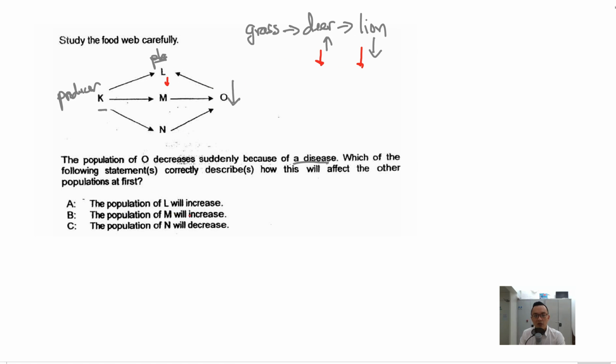The population of M will increase. Let's take a look, because O eats M. If lion decreases, then the amount of deer will increase. So this will increase, and this is correct. This is wrong: the population of N will decrease. Likewise, O eats N, and if lion decreases because of disease, this will increase. So this is wrong. And the answer is B.